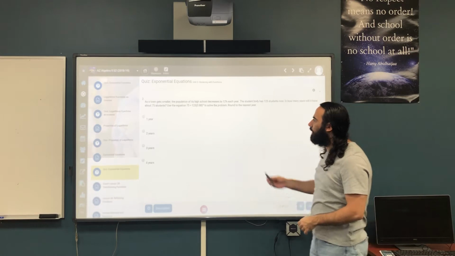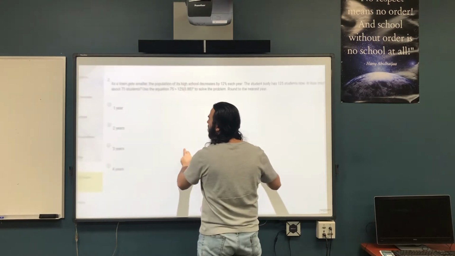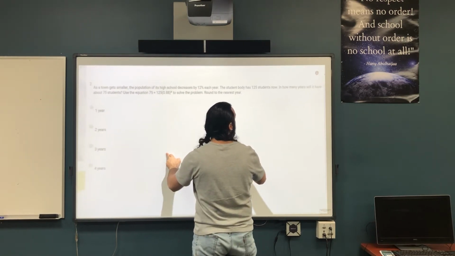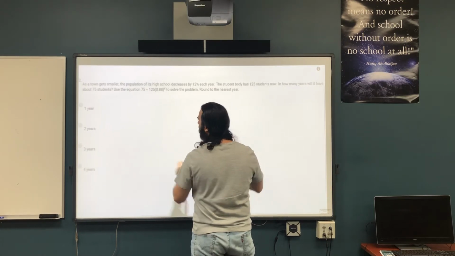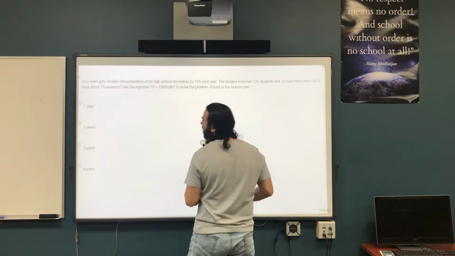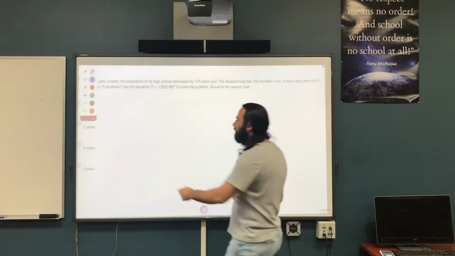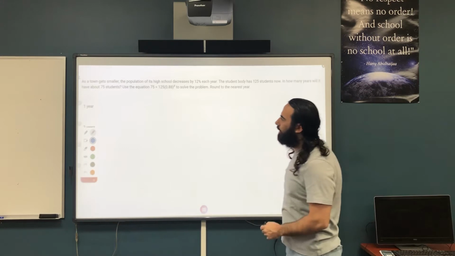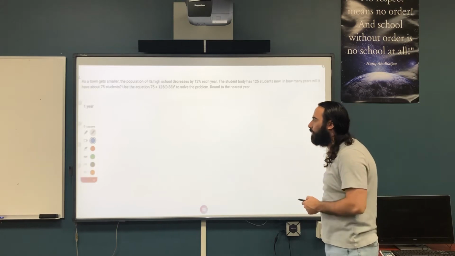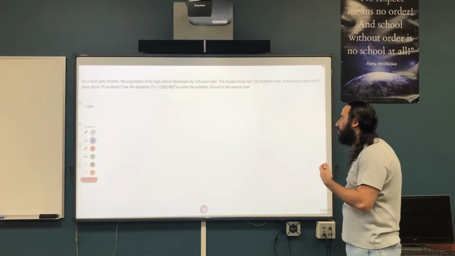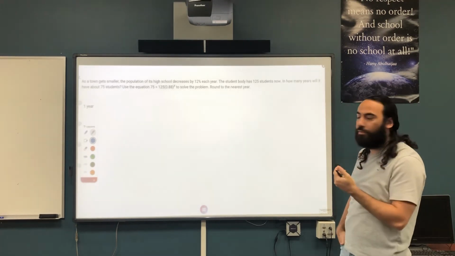Question 2. Now we have a word problem, but it's almost the same thing. Let me try to zoom in. Okay, the question is, hope you can see it. As a town gets smaller, the population of its high school decreases by 12% each year. The student body has 125 students now. In how many years will they have about 75 students?